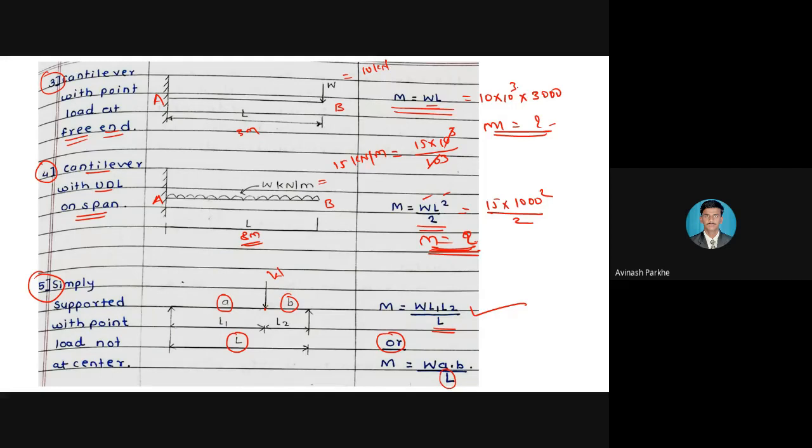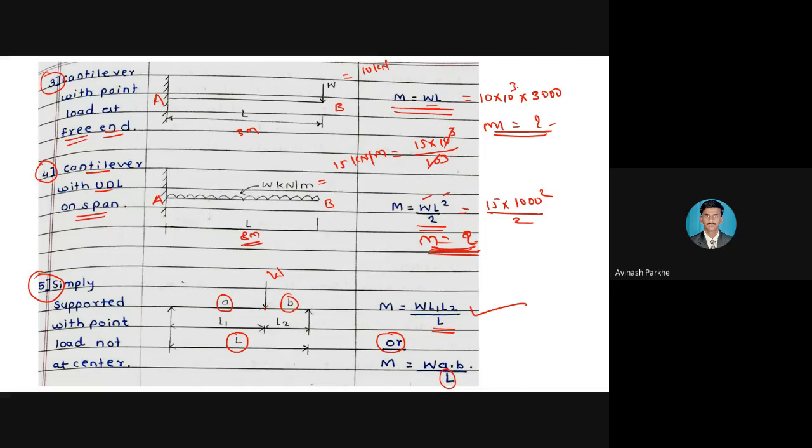I hope everyone has taken this particular all the formulas in your notebook. Sometimes M will be given, we can take as it is, but sometimes in the statement type of beam and type of load is mentioned. We have to draw the figure for that particular type of beam and type of load, and accordingly we have to calculate the bending moment.